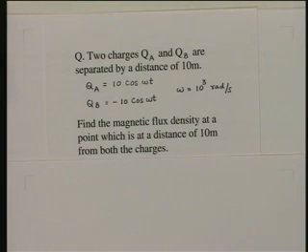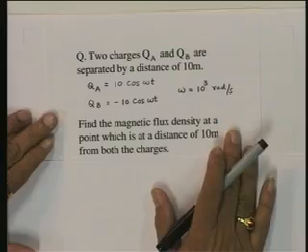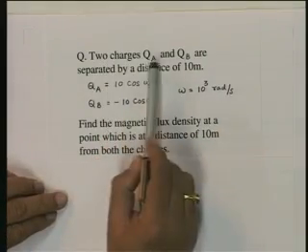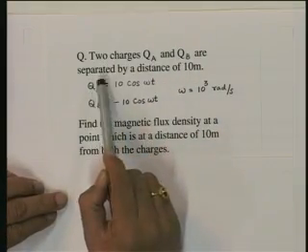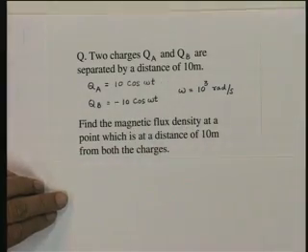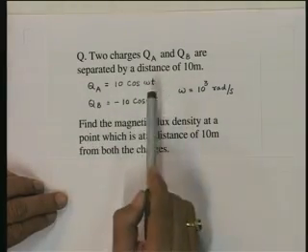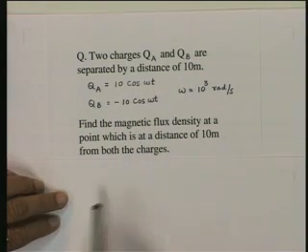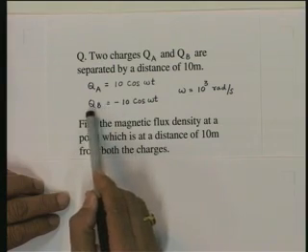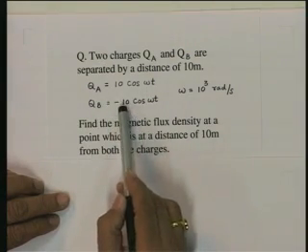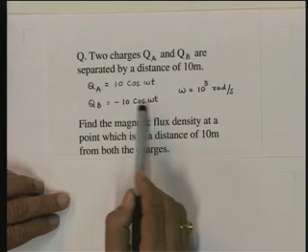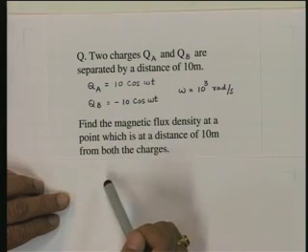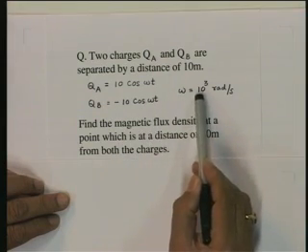Let us now solve some problems related to time varying charges and time varying fields. So, let us consider a problem here. There are two charges QA and QB which are separated by a distance of 10 meters, and QA has an amplitude of 10 coulombs and it is sinusoidally varying with a frequency omega. Similarly, the charge QB has an amplitude of minus 10 and it also varies sinusoidally with a frequency omega, where omega is equal to 10 to the power 3 radians per second.